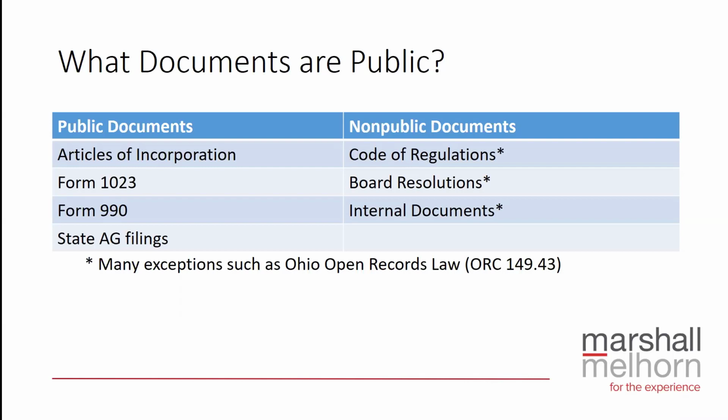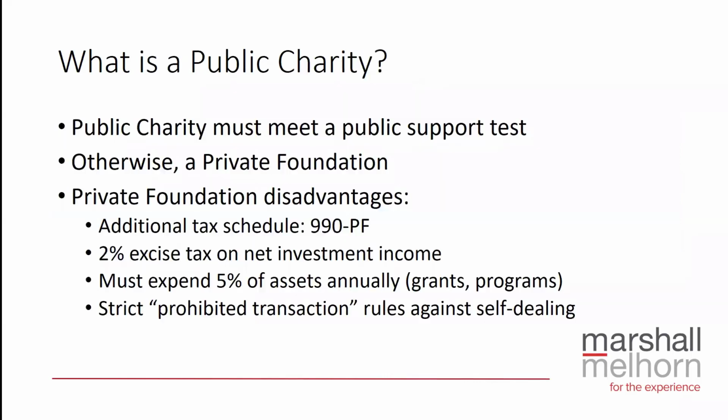The non-public documents generally include the Code of Regulations, board resolutions, internal documents. I put an asterisk there because there are exceptions. There are some organizations that fall under the Ohio Open Records Law. Probably not most charities, but sometimes that can happen. Certainly they could be discoverable if there's litigation, but those are not documents that are routinely published. So they're not necessarily secret, but they're not public.